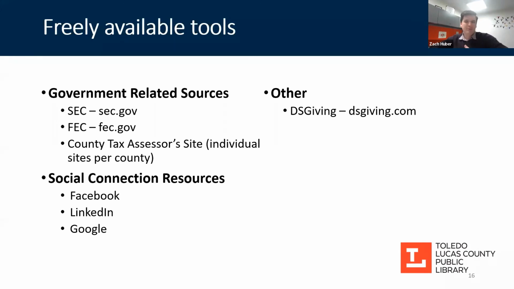We're not going to go over social media, Facebook, LinkedIn, and Google. Even though Google is not really social media, you should on a basic level probably Google people, see if there are any news articles that come up. But I assume at this point you probably know how to use some of those already. Then we'll also take a look at this resource called DS Giving.